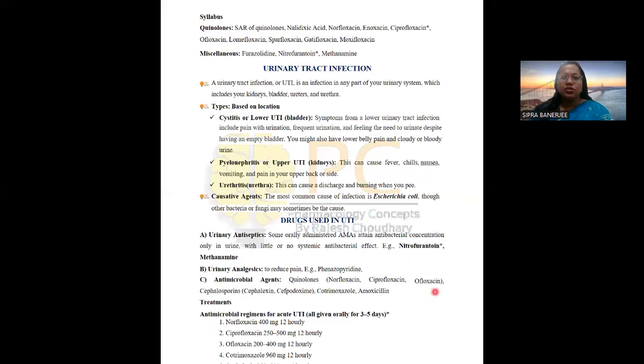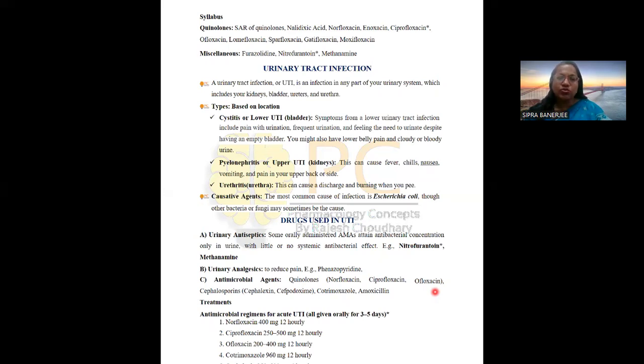Hello everyone. Today we'll be starting with urinary tract infection and treating agents. We know very well that urinary tract infection, or UTI, is a very important term. It is an infection of any part of your urinary system, which includes the kidney, bladder, ureters, and urethra.